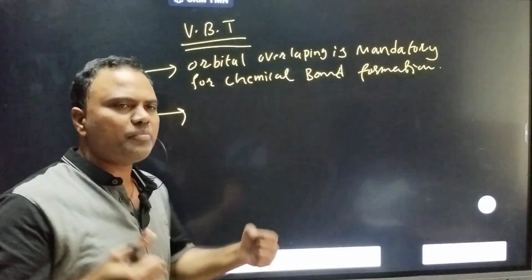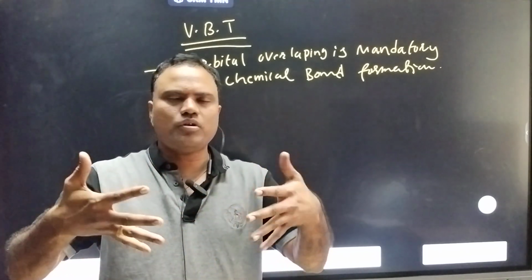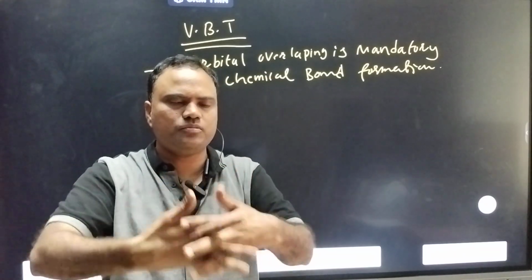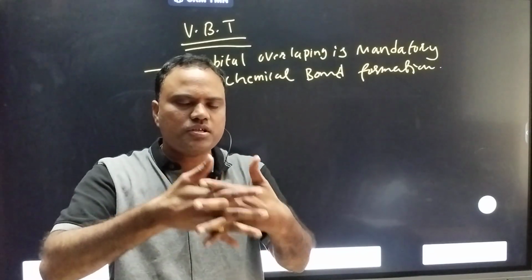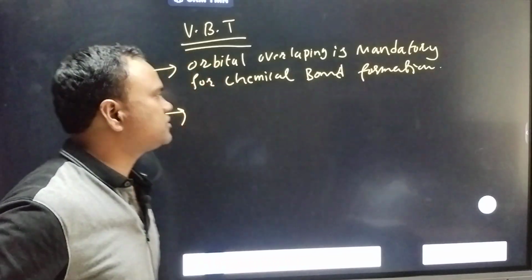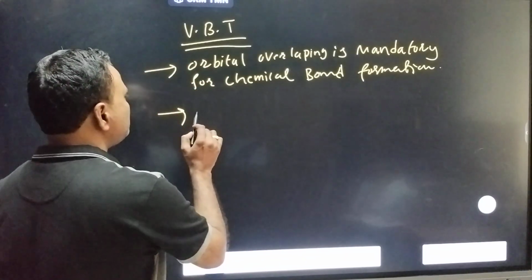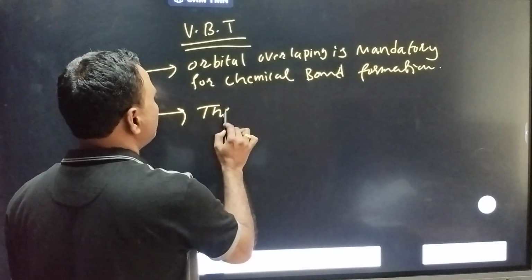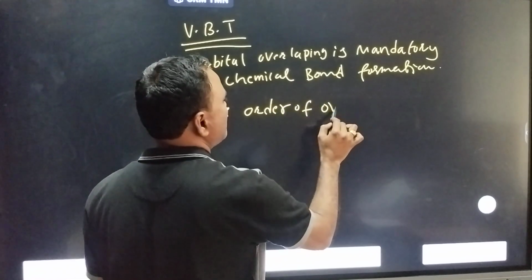If the extent of overlapping is more, then the strength of the bond is more. See, this is one orbital, this is one orbital. Here the extent of overlapping is more, so strength of bond is more. Now, if the extent of overlapping is less, strength is less. Finally, overlapping is mandatory. Clear? Right. See, the order of overlapping of different orbitals.